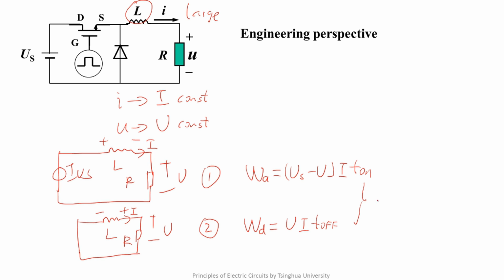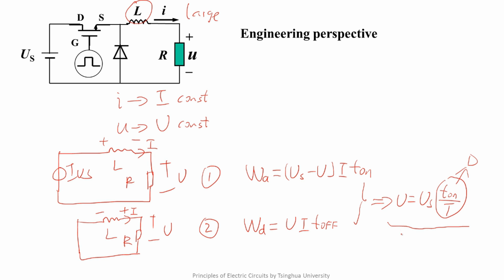By solving the simultaneous equations, we get U equals Us times T on over capital T. Here, T on over capital T is the duty cycle defined in lecture 53. From the expression, we can see that because the duty cycle is a value between 0 and 1, the output voltage is always lower than the input. And we can adjust the duty cycle of the MOSFET to change the value of the output voltage.